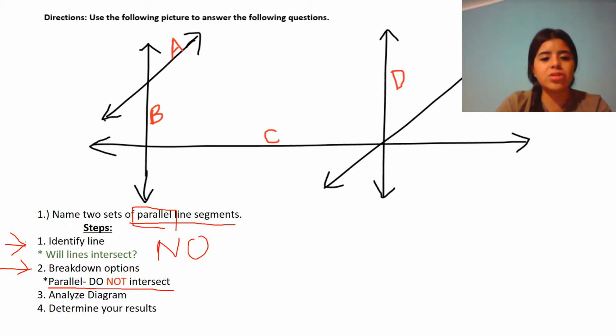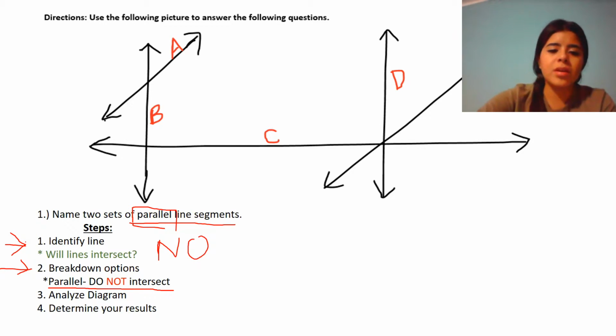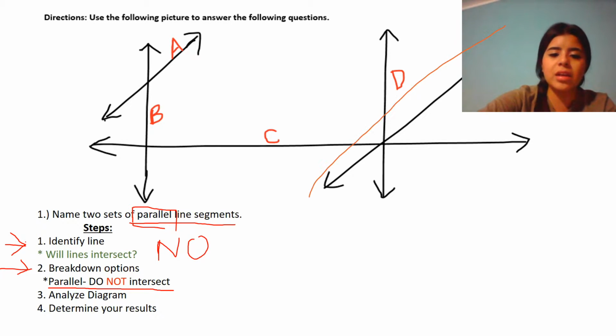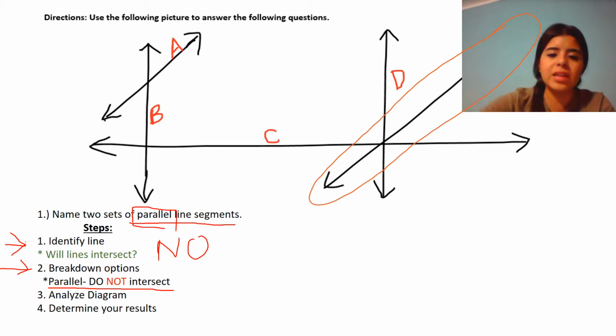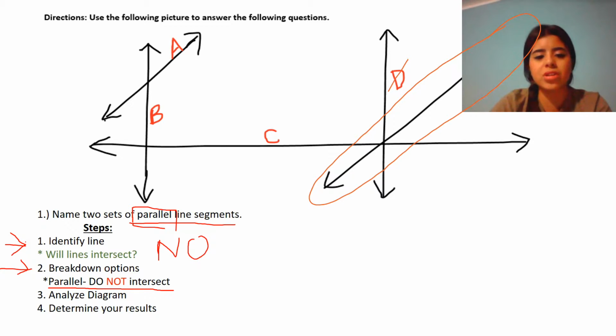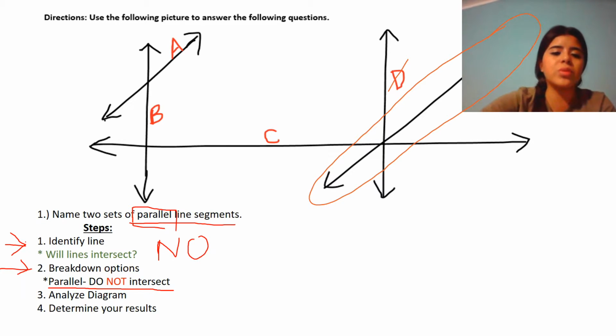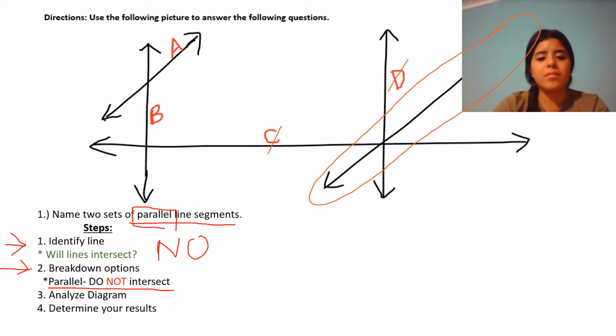Parallel lines do not intersect. We look at our diagram. We have to find lines that are never going to intersect. For example, if we look at line E, line E crosses with line D, therefore that cannot be its intersection, and it also crosses with line C.